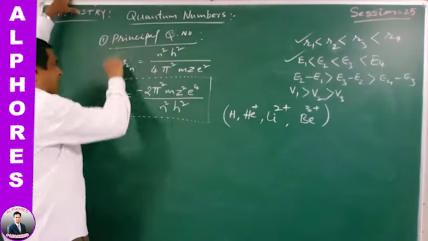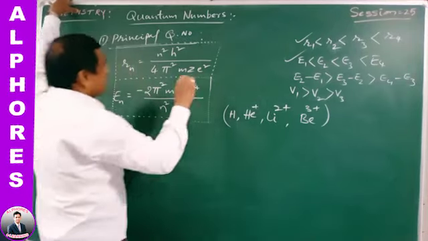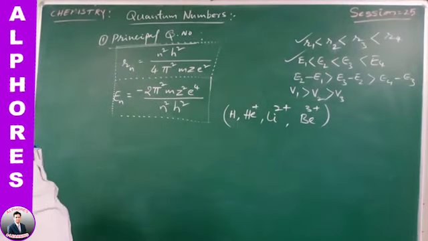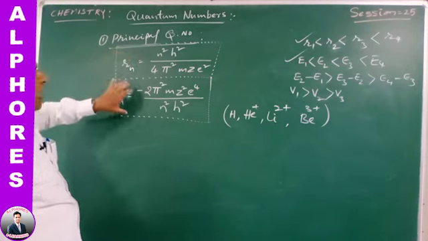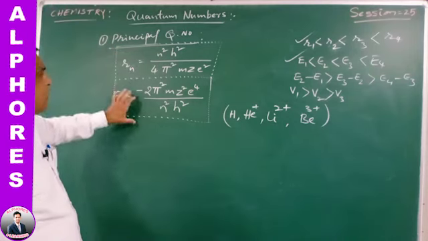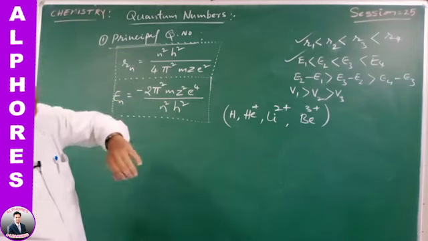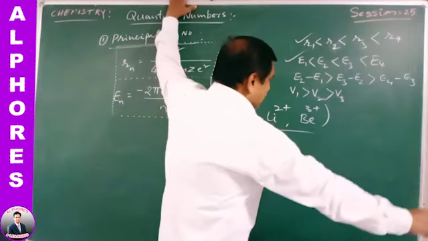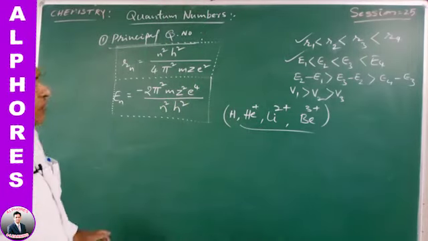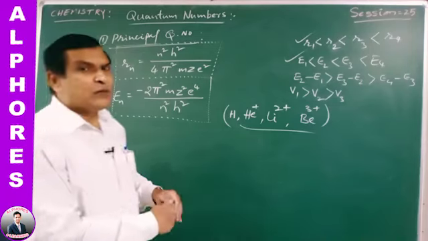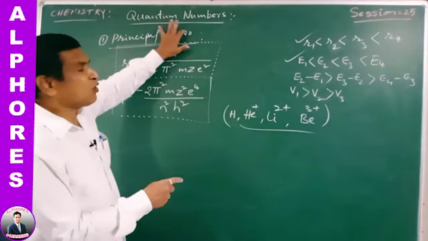Bohr's equation to calculate or to determine the radius of the orbit. This represents the radius and this represents the energy of the electron in the nth orbit of species containing one electron. You got it? So these are some important points of the principal quantum number.